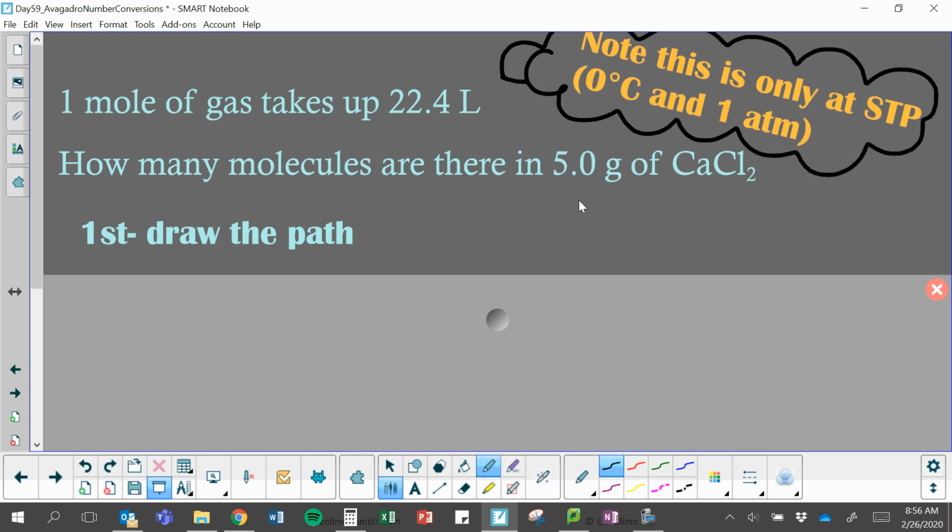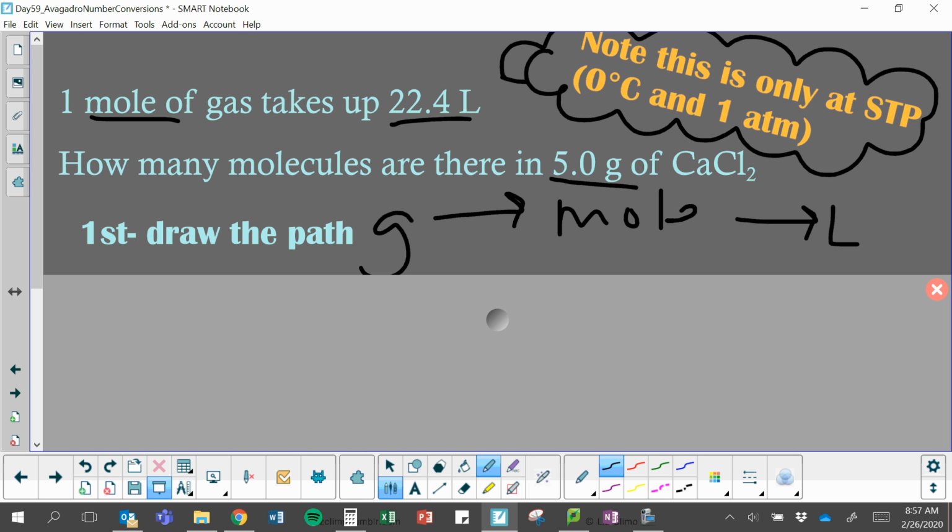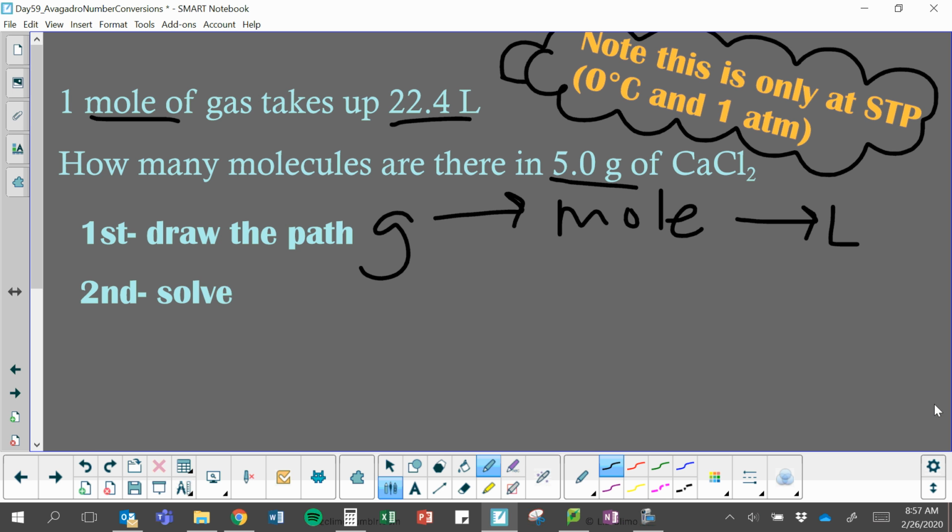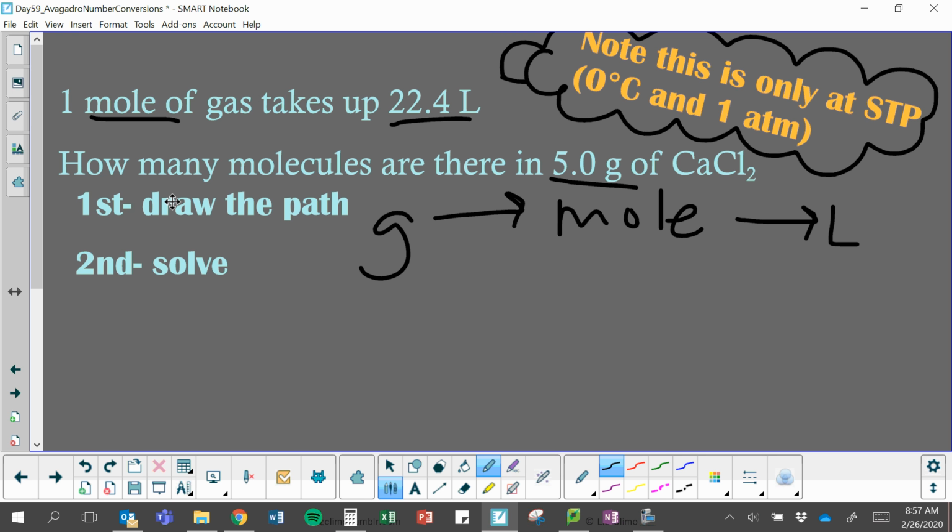So we're going to draw our path again. So this time we are starting with grams, and we want to get to liters, but we can't just go straight from grams to liters. We need to first convert to moles, because that's the unit conversion factor that we have. So now we can go ahead and solve our problem.